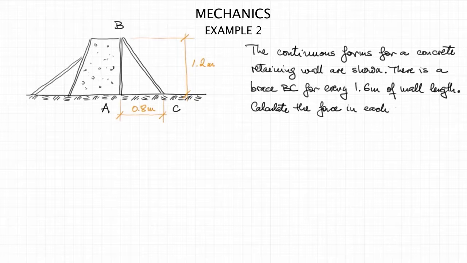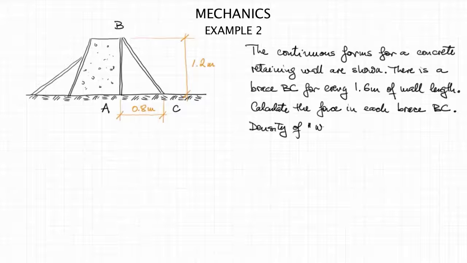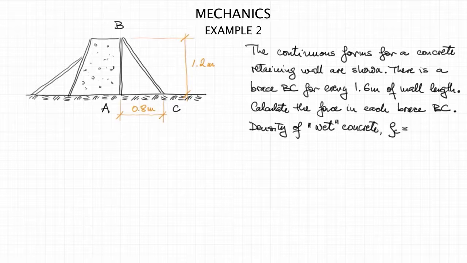The question asks us to calculate the force in each brace BC by knowing that the density of the wet concrete, which as I said is a fluid, equals 2,400 kilograms per meter cubed. And also by knowing that the joints at A, B, and C are pins.